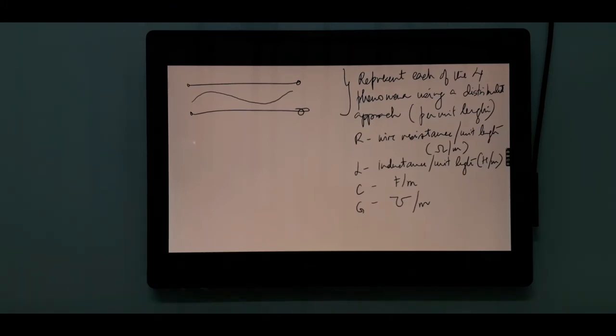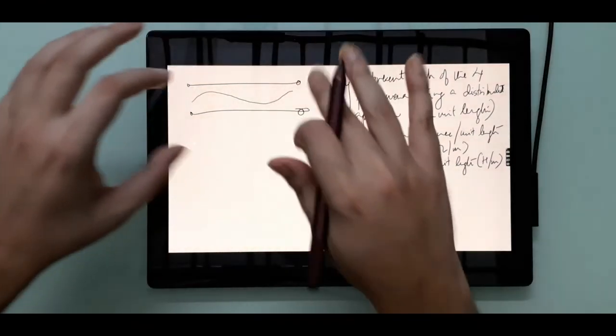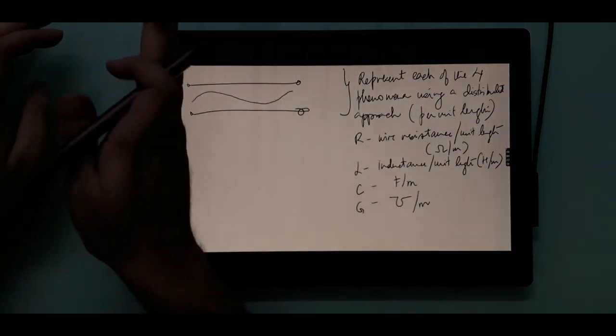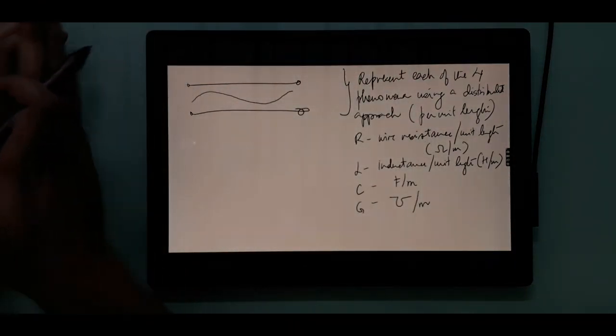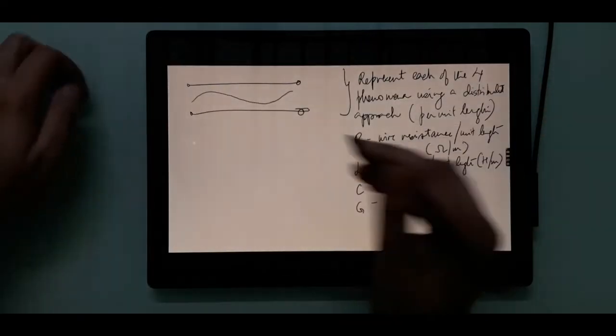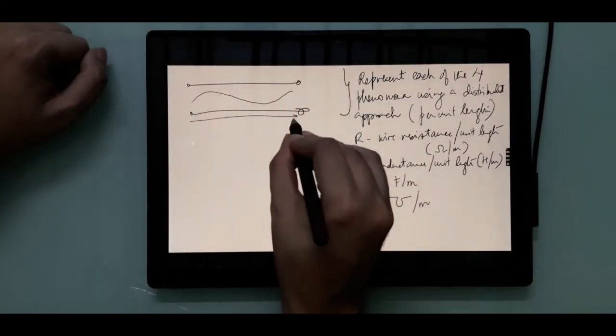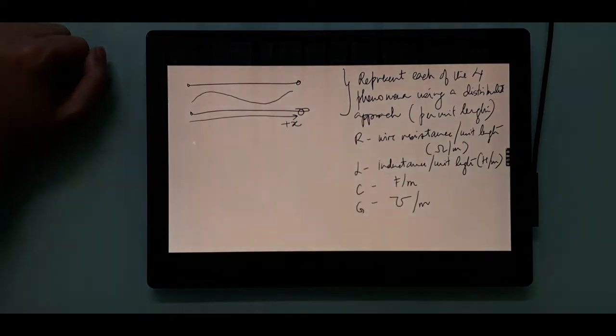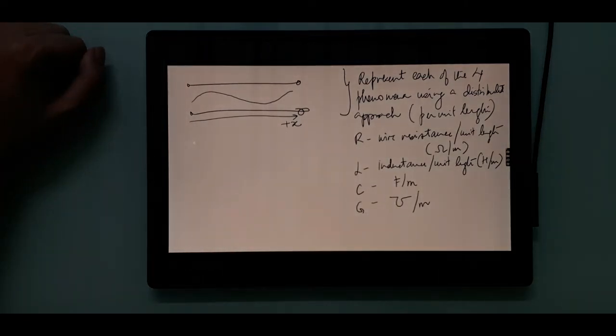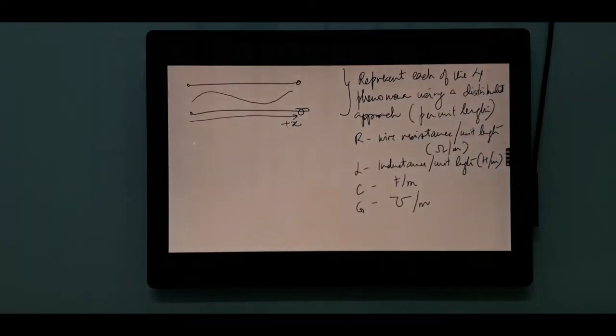Now, suppose a wave is flowing on this line from the left to the right. This is the positive x-axis. And I have taken a photograph of this wave at some time t. I don't really care what that time is. I just know that I have a snap of this wave at some instant of time when it looks like a stationary wave.